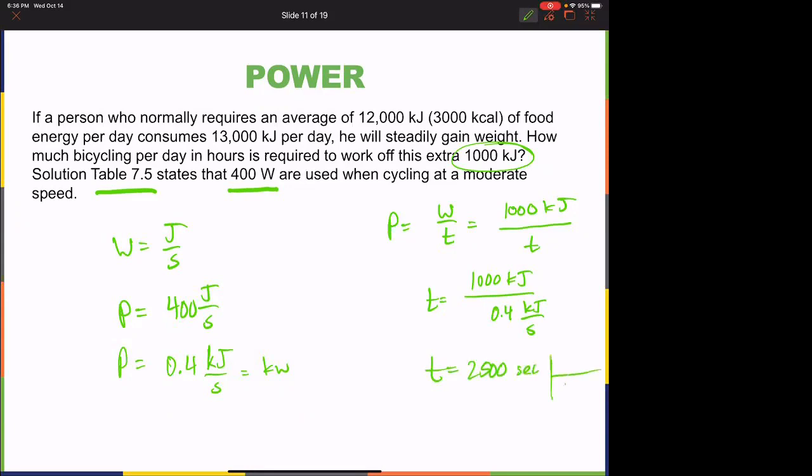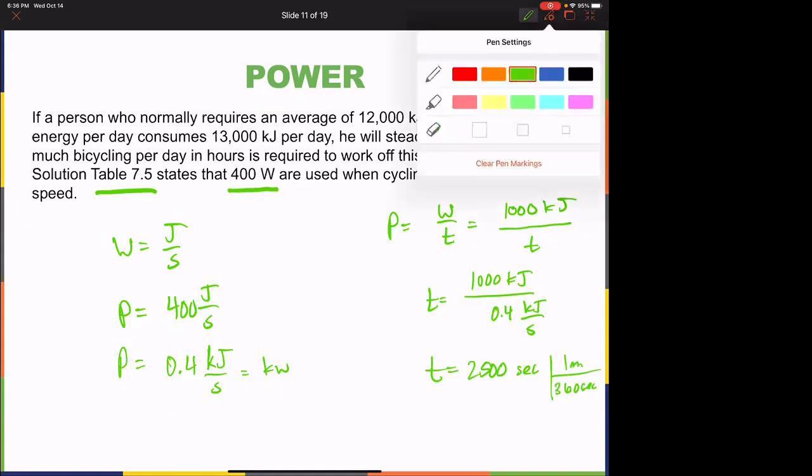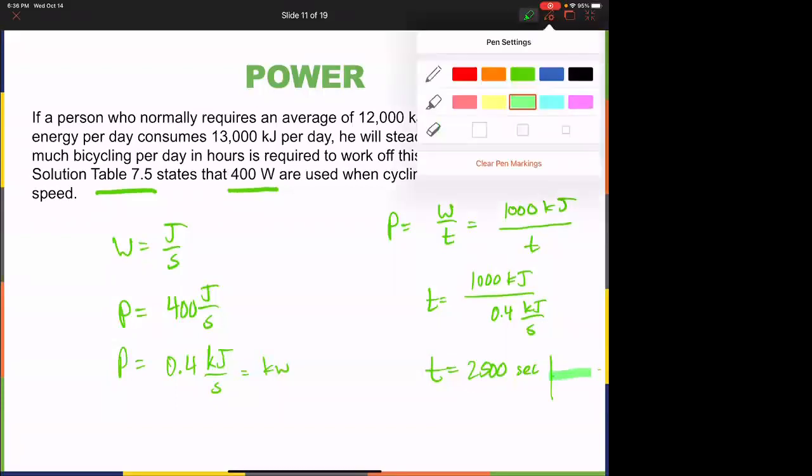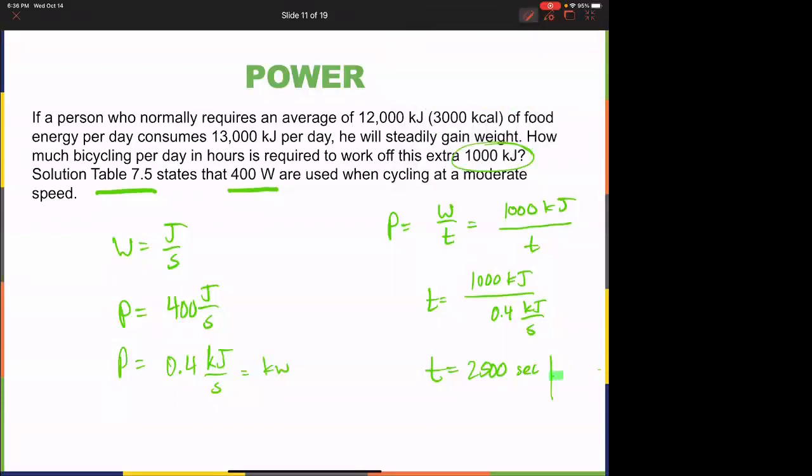So we can convert that. There's 60 seconds in a minute. Oh, 3,600 seconds. We're doing it in hours, right? So 3,600 seconds in an hour. Oh, I don't want to highlight. 3,600 seconds in 1 hour.